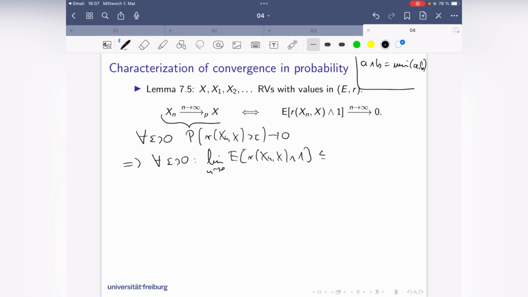Well, I say this function is smaller than epsilon plus the indicator that d(Xn, X) is bigger than epsilon. Because, okay, the easy part: if the difference is bigger than epsilon, then the whole thing is bigger than 1, and this is at most 1. And if the difference is smaller or equal to epsilon, well, this function is epsilon, and this function is smaller.